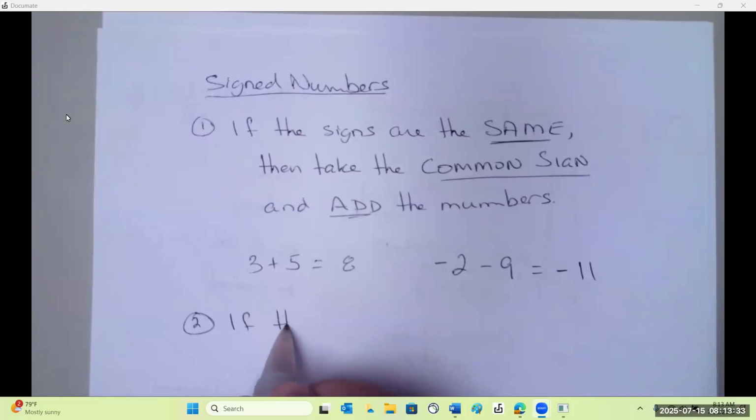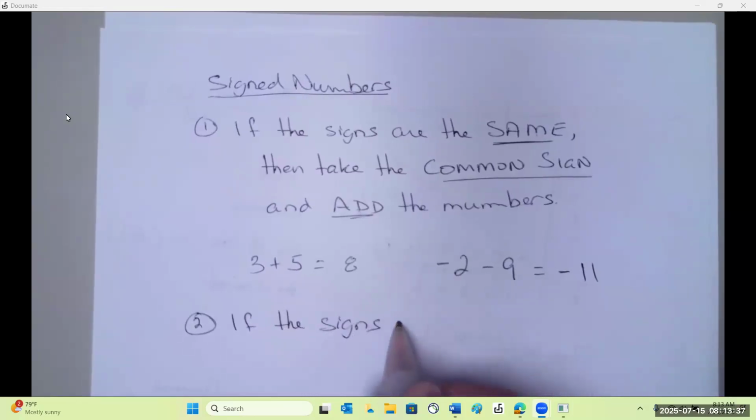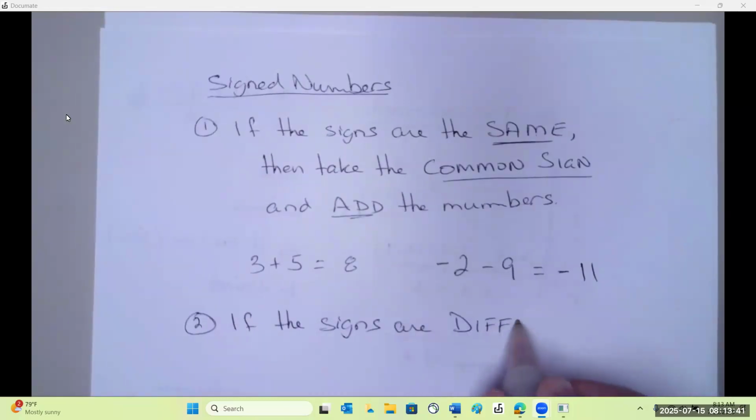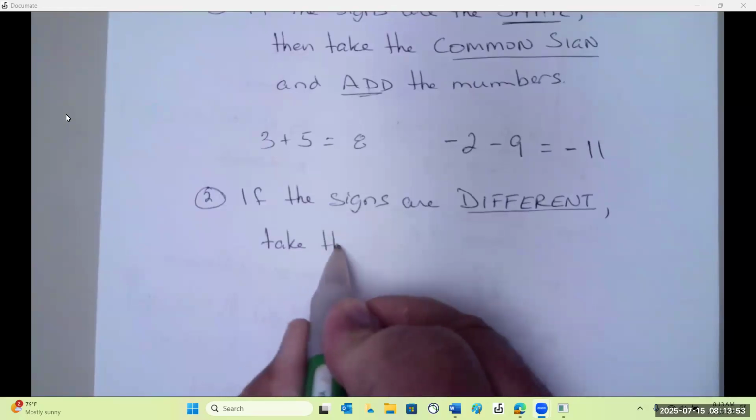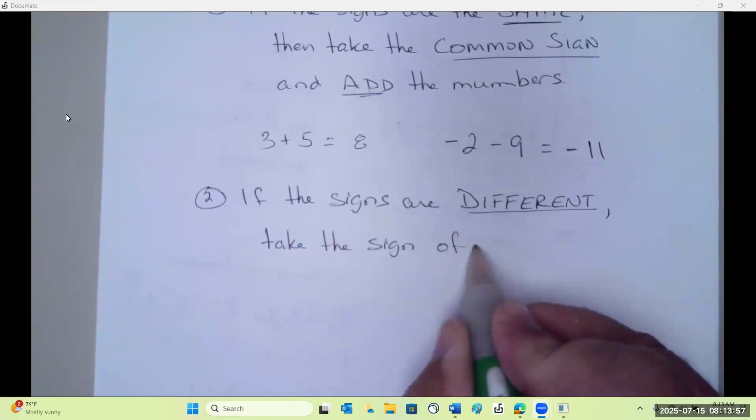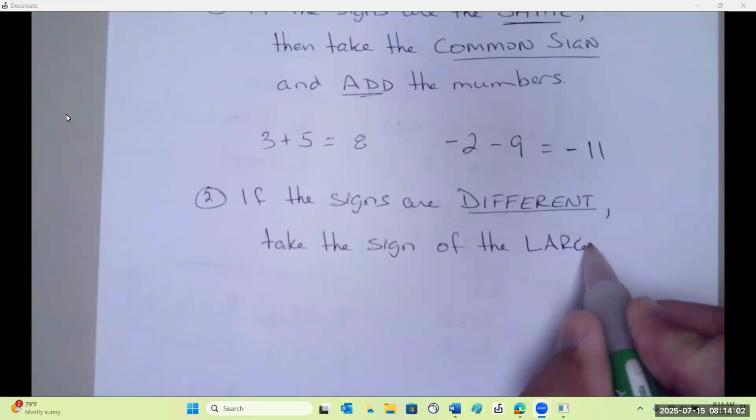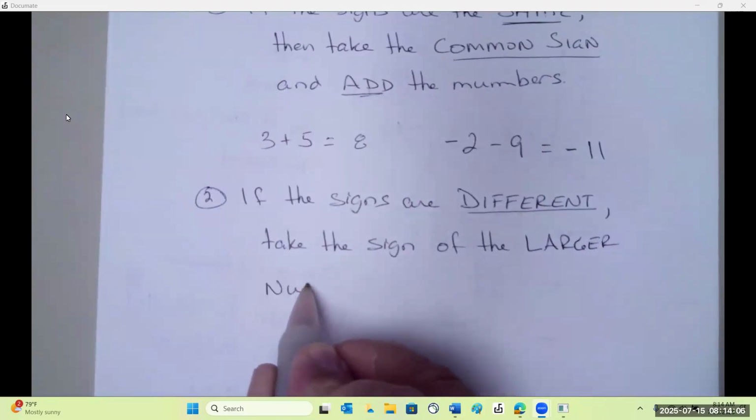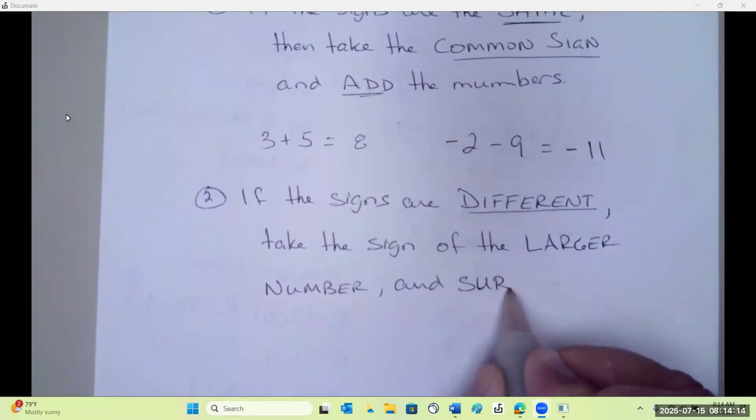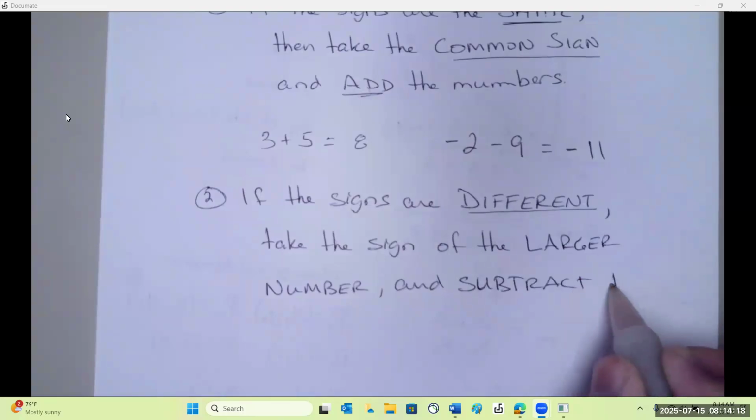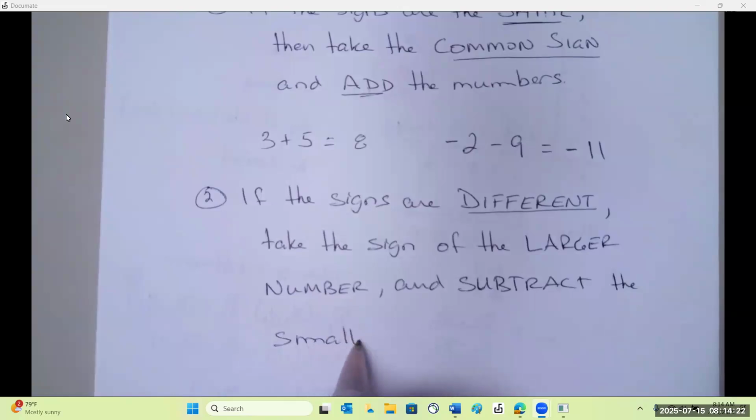2. If the signs are different, take the sign of the larger number and subtract the smaller number from the larger number.